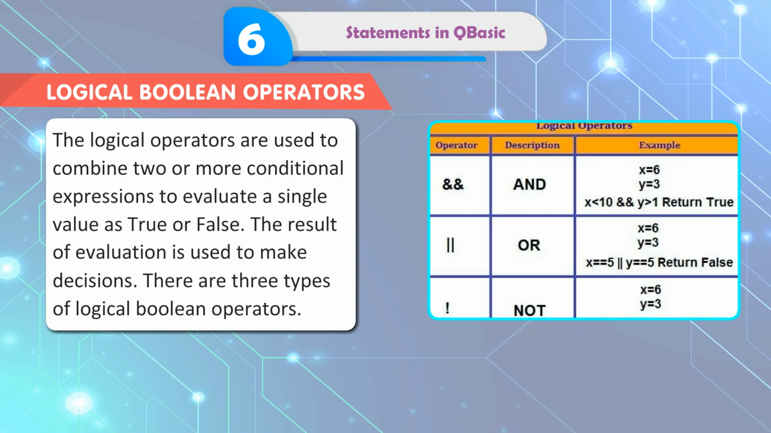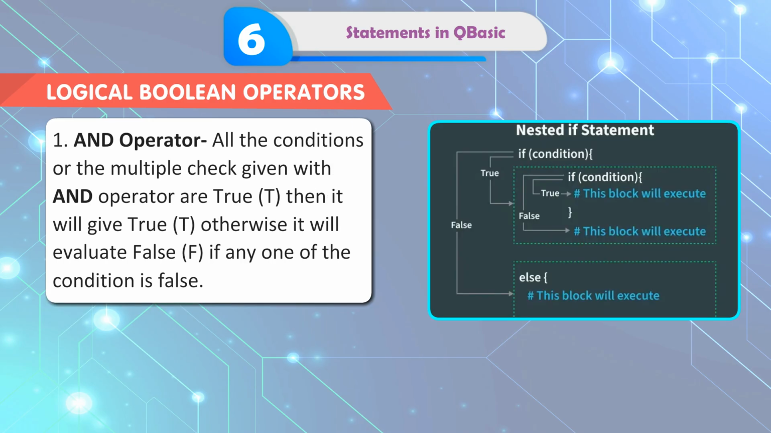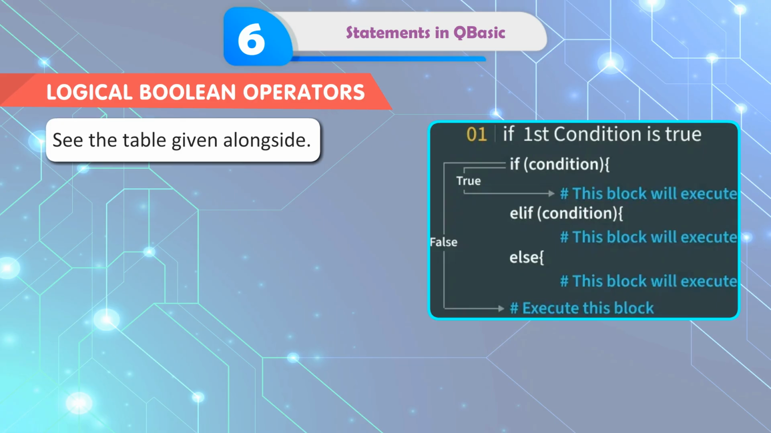Logical Boolean operators. The logical operators are used to combine two or more conditional expressions to evaluate a single value as true or false. The result of evaluation is used to make decisions. There are three types of logical Boolean operators. 1. AND operator. If all the conditions or multiple checks given with the AND operator are true, then it will give true, otherwise it will evaluate false if any one of the conditions is false. See the table given alongside.